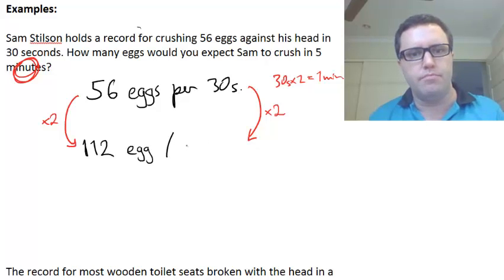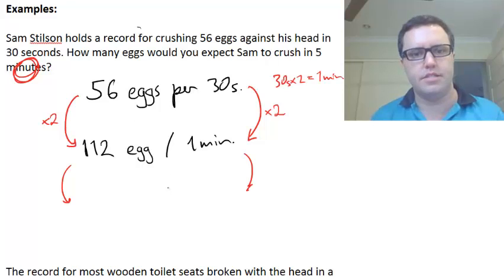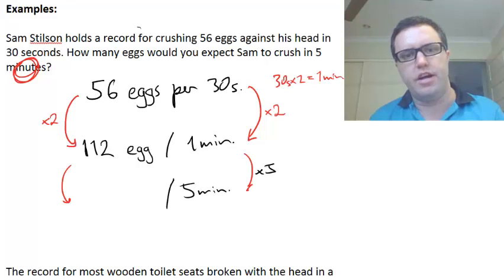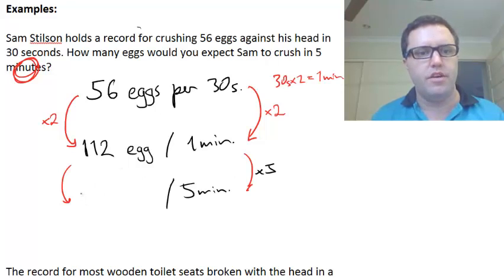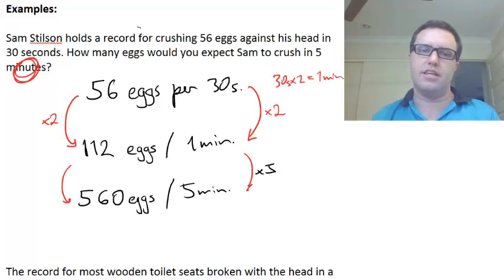eggs per minute. Right, now that we've got that, how do we get 1 minute to become 5 minutes? Well, we times by 5, and so we have to times this one by 5, which means 560 eggs. Okay, so a bit of a crazy guy, smashing 560 eggs on his head every 5 minutes. So we'd expect him to crush 560 eggs.